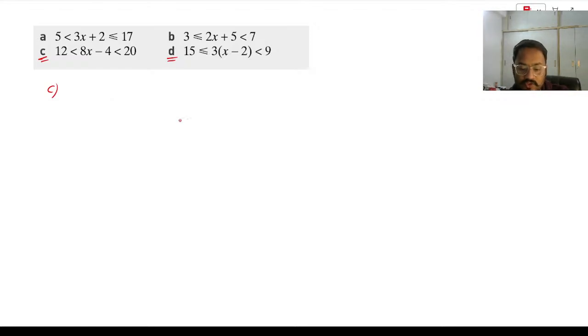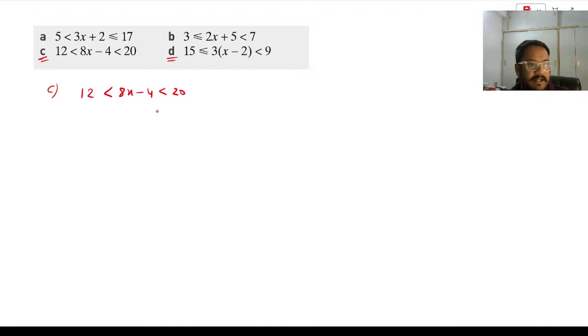Okay, so Puranjay solved only the A part, but we're doing the C and D parts. This is from the IGCSE textbook, not basically from grade 8 checkpoints, but this type of question may come in the exam. That's why I'm going through this topic. So 12 is less than 8x minus 4 is less than 20, right? So this is the question.